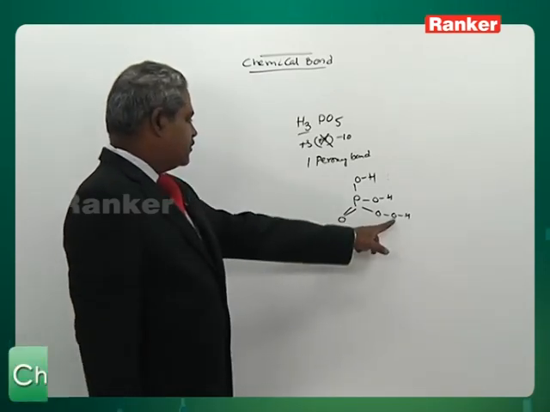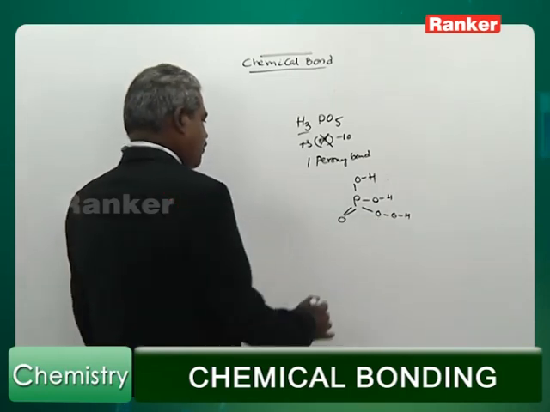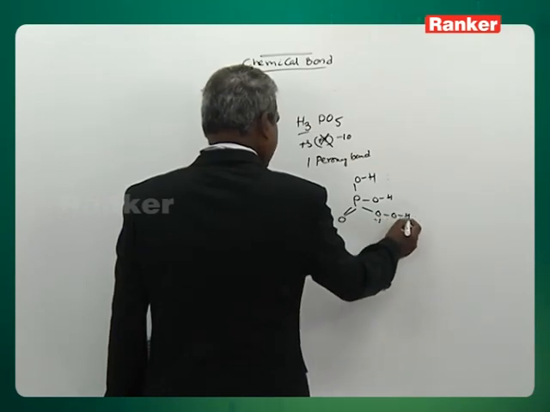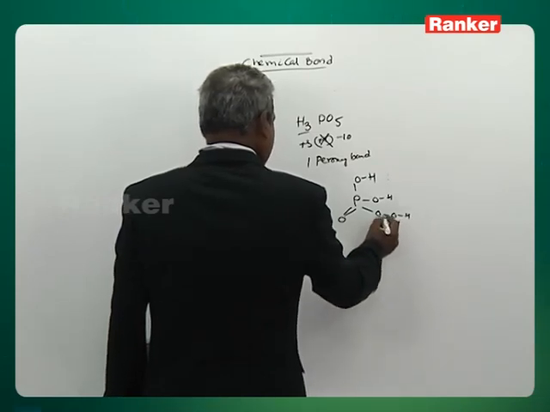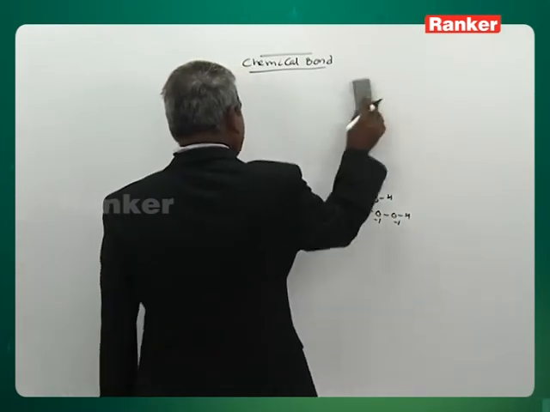This oxygen is minus 1. Why? This oxygen is gaining electrons from this phosphorus, and this oxygen is gaining electrons from this hydrogen, and they are not gaining anything between them. Like that, how to find a peroxy bond?